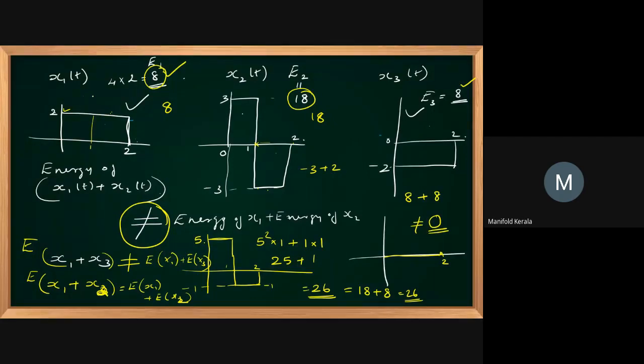For the first signal and the third signal, if I add up the signals, the energy is not the sum of the energies. Now, what is the difference between these two pairs of signals? For some particular cases, this equation is valid. For some other cases, energy of H1 plus H2 is not equal to energy of H1 plus energy of H2. This is a very, very important relation for the energy of a sum of signals. Once this is clear, you can understand why orthogonality is very important.